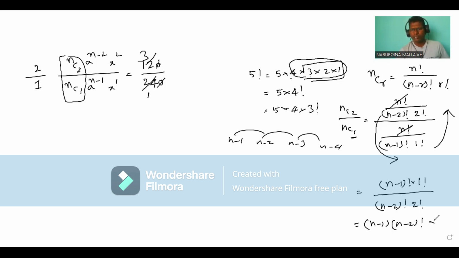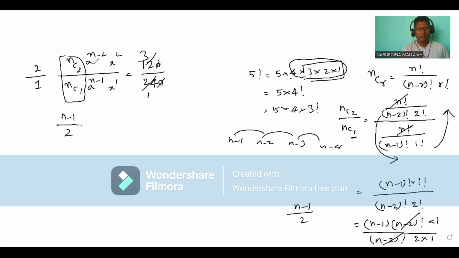1 factorial is 1 only. So 1 I wrote there. Then n minus 2 factorial written as is, into 2 factorial, 2 into 1. Now see, n minus 2 factorial gets cancelled. In the numerator we are left with n minus 1 by 2 into 1. So by simplifying nC2 by nC1, we got n minus 1 by 2. That I am writing here: n minus 1 by 2.